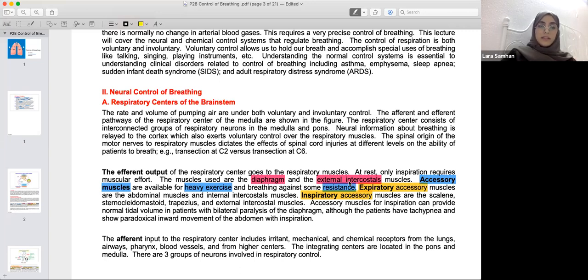As we said, expiration is a passive process. Passive means it needs no muscles, so it just happens automatically. It doesn't really require muscles like the diaphragm and external intercostal muscle.